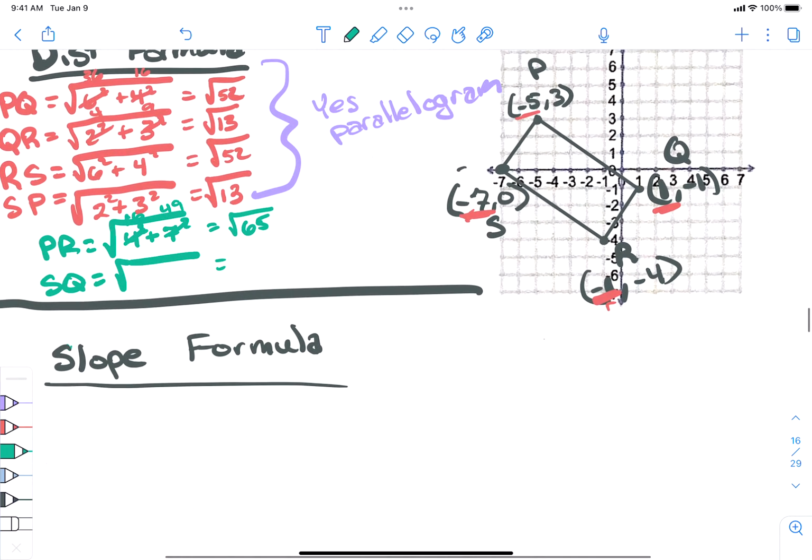Okay, SQ, from -7 to 1. 8, uh-oh, this is looking like it's maybe not. 0 to 1 is 1. 8 squared is 64, 1 squared is, they just made 65 a different way. Ha, look at them go, they're tricksters.